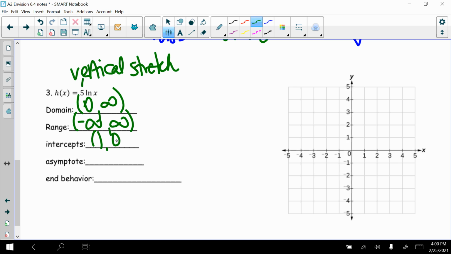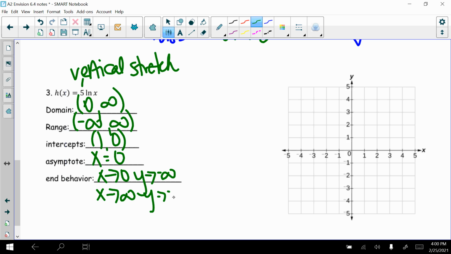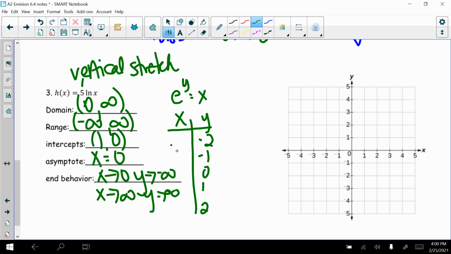My intercept is going to be still 1, 0. Asymptote still x equals 0. In behavior, as x approaches 0, y approaches -infinity. As x approaches infinity, y approaches infinity as well. My parent function is still that e to the y equals x. So the same one that we had up top, -2, -1, 0, 1, and 2.